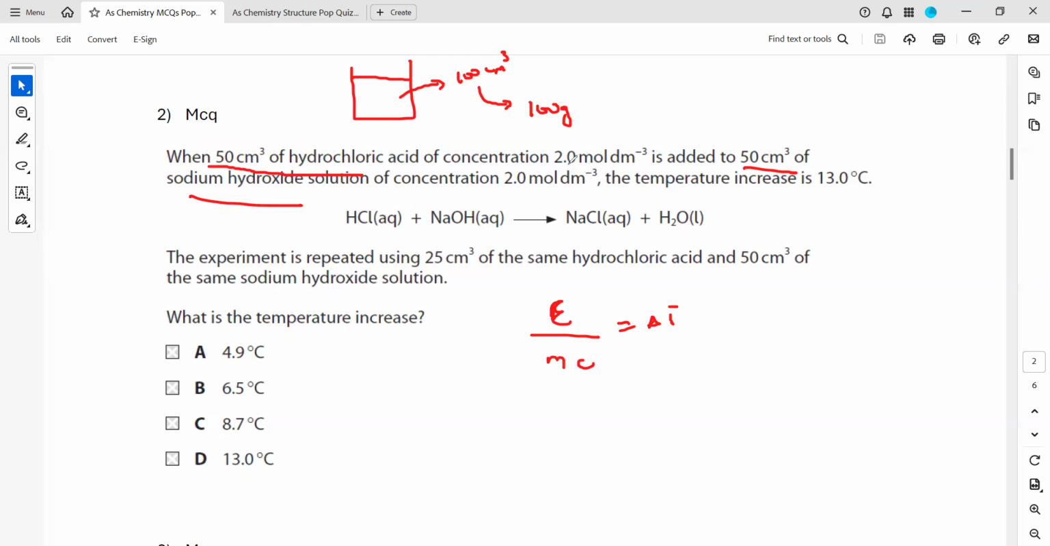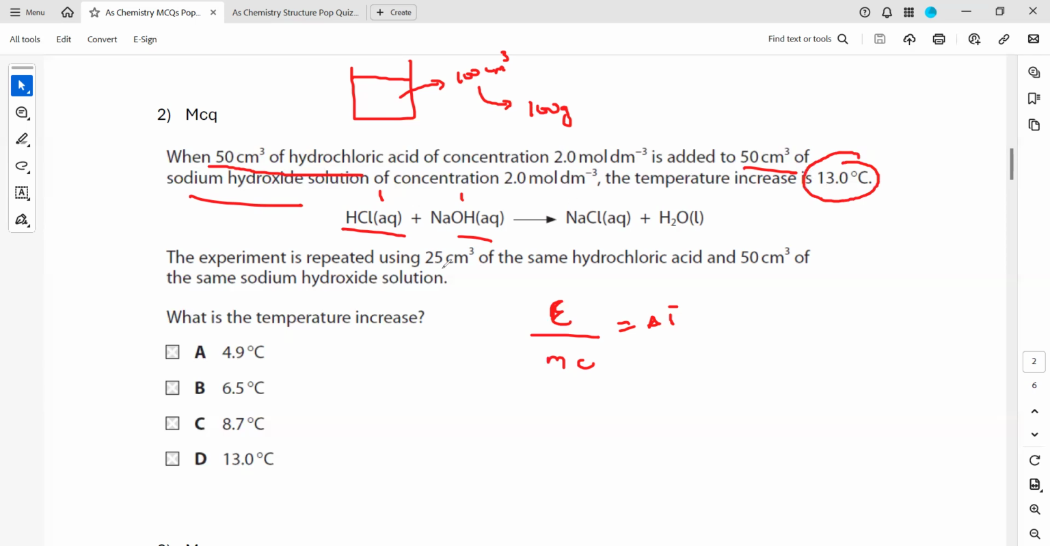Now, the concentration is 2 mole per dm cube for both hydrochloric acid and sodium hydroxide in 50 cm cube, which means we are using the same moles. If we are using the same moles for each of them, they will completely react with each other. There will be no limiting factor as both reactants have a ratio of 1:1. And because of this, the temperature change was 13.